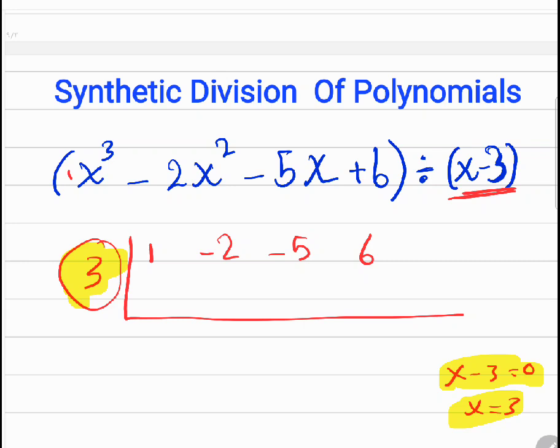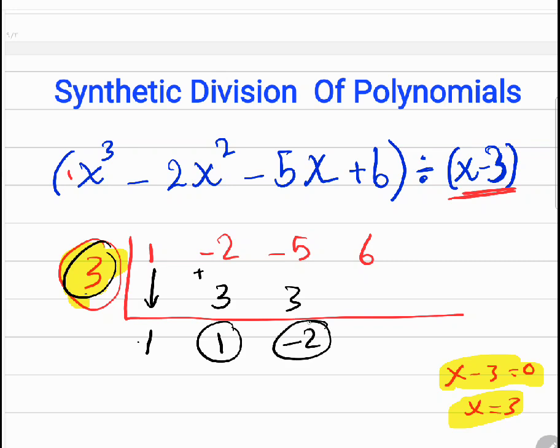So let's bring down a 1. 3 times 1 is 3. Negative 2 plus 3 is 1. And then multiply. 3 times 1 is 3. And then add. So you're going to multiply, add, and keep doing that. Negative 5 plus 3 is negative 2, and then multiply. 3 times negative 2 is negative 6. And the remainder is 0.